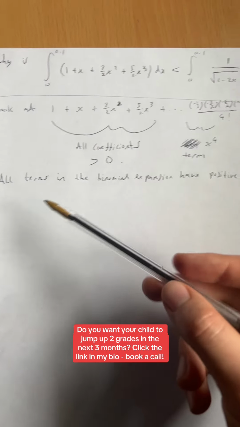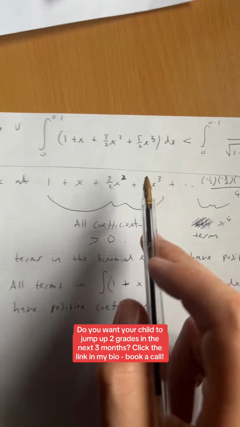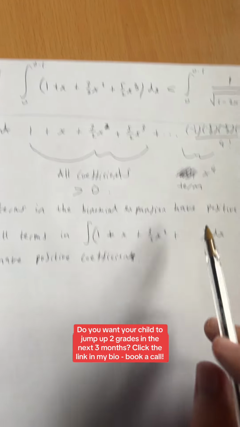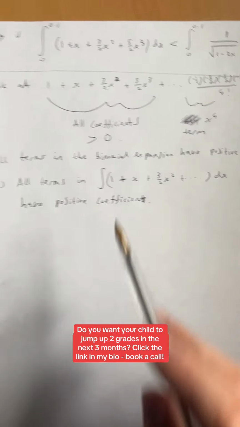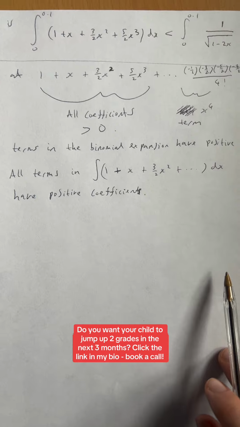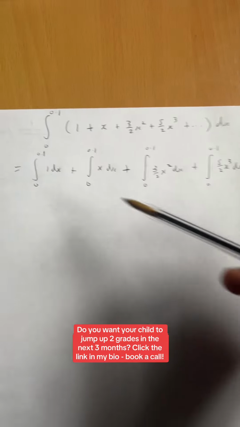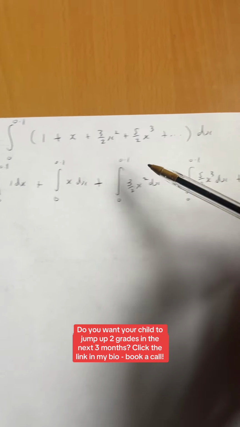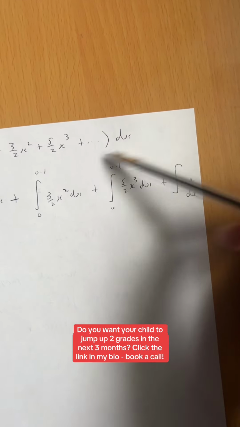So in an exam answer, you need to say that all of the terms in the binomial expansion have positive coefficients. And so if all of these terms have positive coefficients, it means that when you integrate all of these terms, they're also going to have positive coefficients as well. So the integral is also going to have positive coefficients. So if we take this integral, let's split it up into individual components. So we've got the integral of 1, integral of x, integral of 3 over 2 x squared, integral of 5 over 2 x cubed, plus the integral of all of the rest of them.